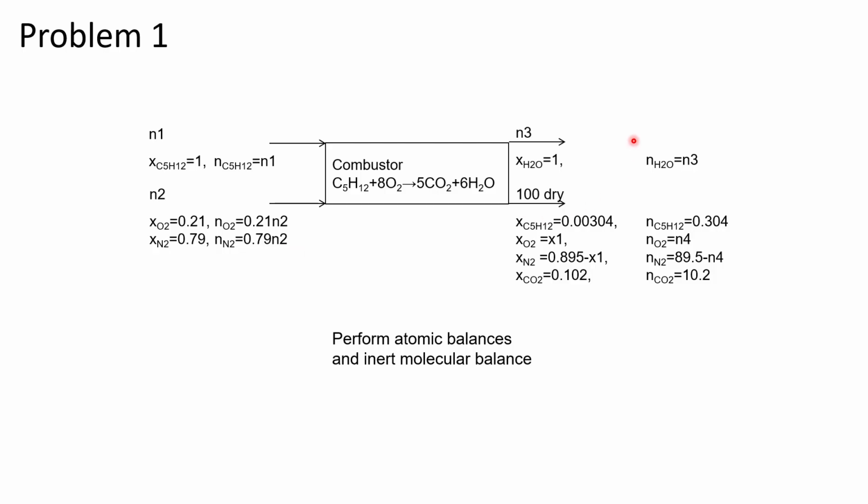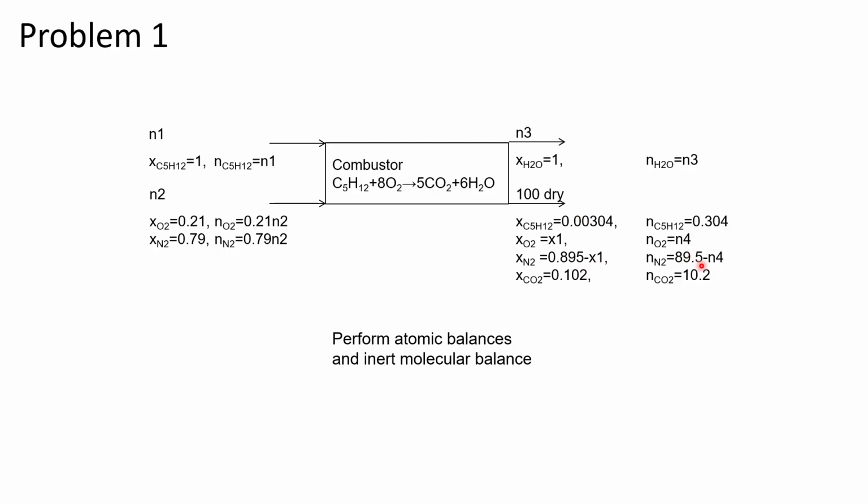The flow rate of water coming out in the stream over here is just going to be equal to N3. The total flow rate is N3, and it's all water. And we can calculate the flow rate of each of the other components in this dry gas product stream by simply taking the mole fraction and multiplying it by the total flow rate. So it'll be 100 times the mole fraction. So the flow rate of the pentane in the stream is just 100 times 0.00304, which is 0.304. For oxygen, we'll take x1 times 100. And we're going to represent this by the variable N4 instead of writing it out as x1 times 100. We could calculate the flow rate of nitrogen by taking 0.895 minus x1, times 100.